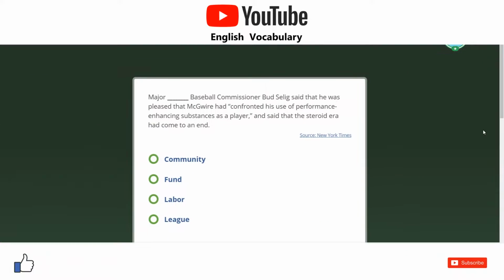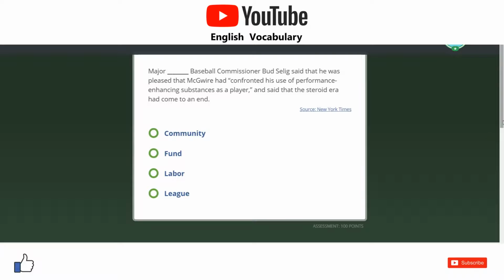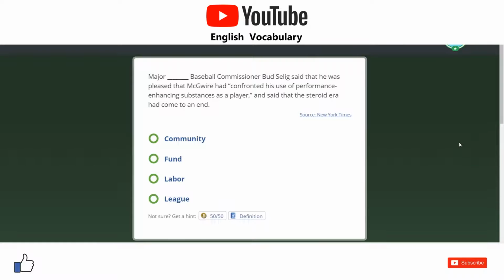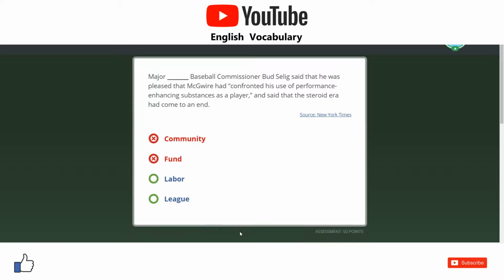Press the R key. Question 7. This question is from the New York Times. Fill in the blank in the following sentence. Major blank Baseball Commissioner Bud Selig said that he was pleased that McGwire had confronted his use of performance-enhancing substances as a player, and said that the steroid era had come to an end. What word fits best? A. Community. B. Fund. C. Labor. Or D. League.